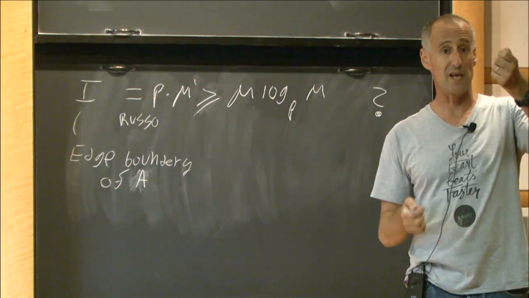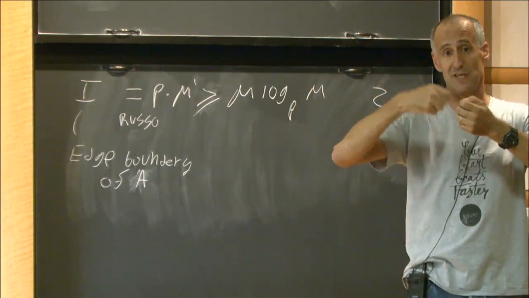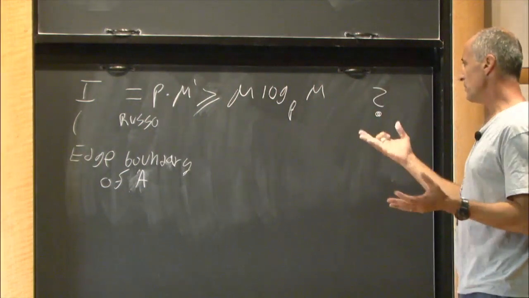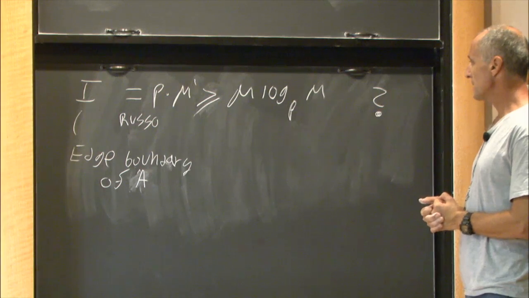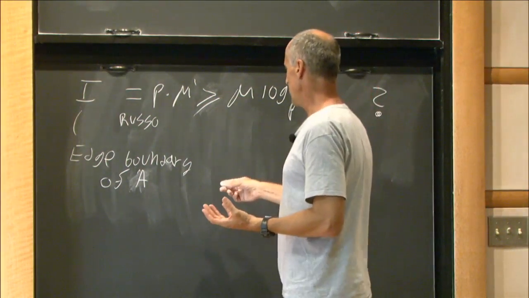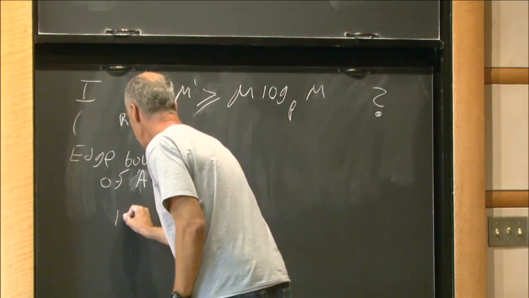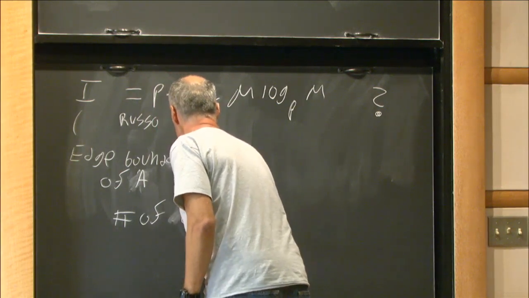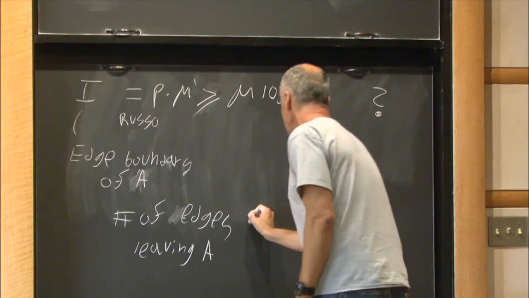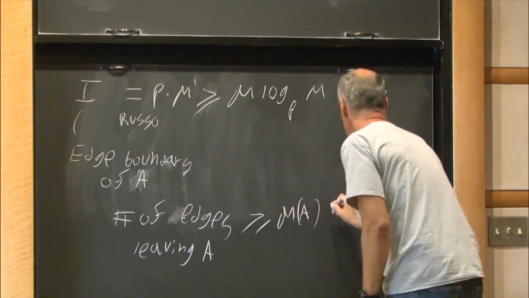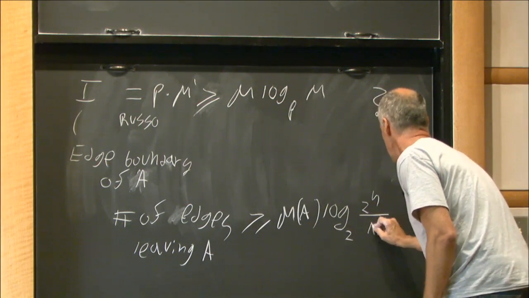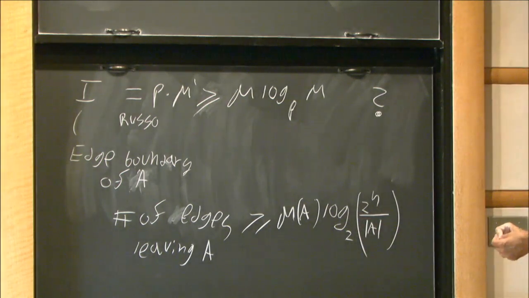How many, if I choose a point at random in A, how many edges leave it? So each edge is counted once for the boundary. But you want to normalize it and look at the measure. And so what this says, when p is equal to 1/2, is that the number of edges leaving A is at least the measure of A times the codimension of A, if A were a subcube, log base 2 of 2 to the n divided by the size of A. You write mu half of A. Mu half of A. Thank you.